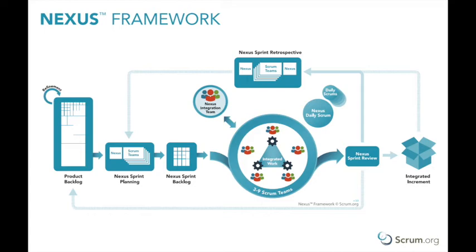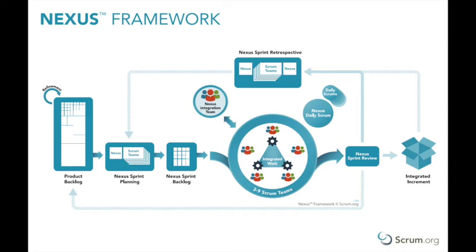New dependencies may emerge during Nexus sprint planning. They should be made transparent and minimized. The sequence of work across teams may also be adjusted. An adequately refined product backlog will minimize the emergence of new dependencies during Nexus sprint planning. All product backlog items selected for the sprint and the dependencies should be made transparent on the Nexus sprint backlog.